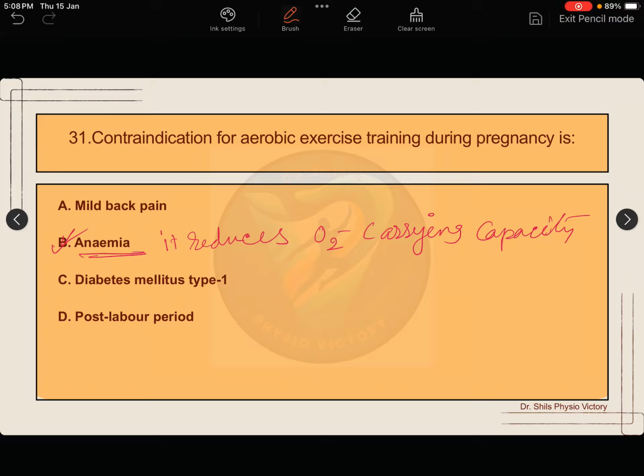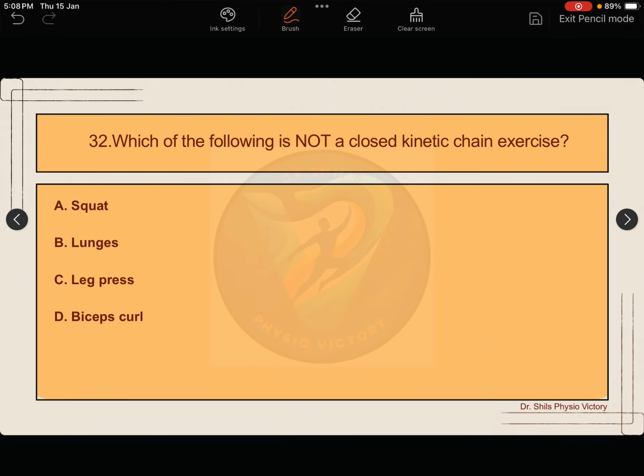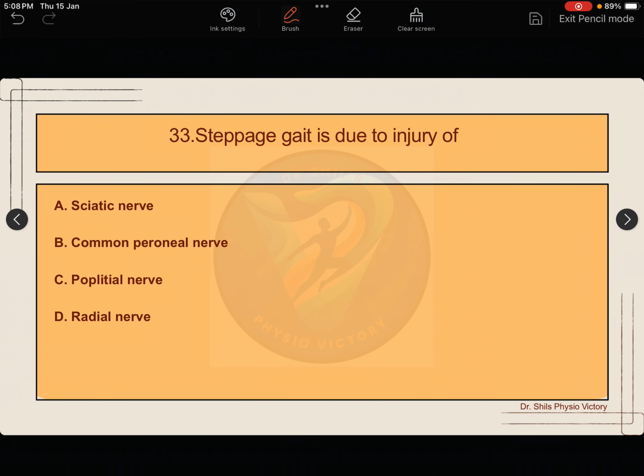Next, come to question number 32. Which of the following is not a closed kinetic chain exercise? Option A squat, option B lunges, option C leg press, option D biceps curl. Here the correct answer is option D, biceps curl. Next, come to question number 33. Steppage gait is due to injury of option A sciatic nerve, option B common peroneal nerve, option C popliteal nerve, option D radial nerve. Here the correct answer is common peroneal nerve.